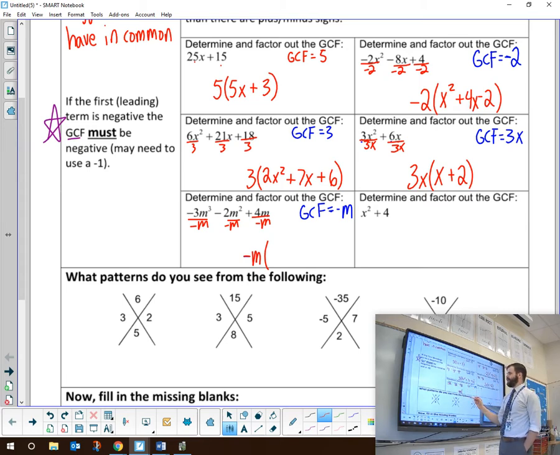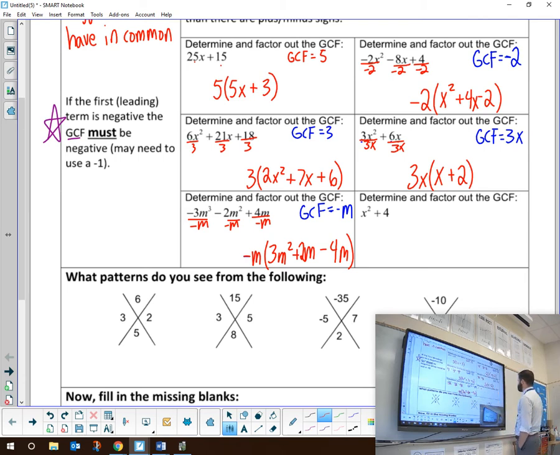So 3m cubed divided by negative m is a positive 3m squared. Negative 2m squared divided by negative m is a positive 1m, and then positive 2m. Then 4m divided by negative m is going to be a negative 4m. All right? So remember, pull out a negative on the front.